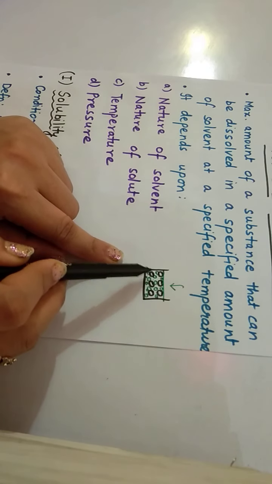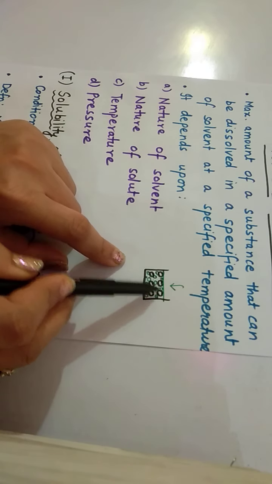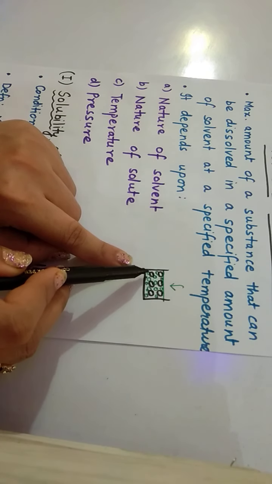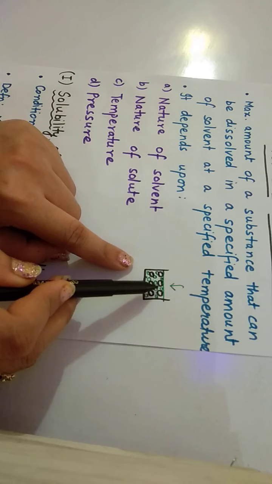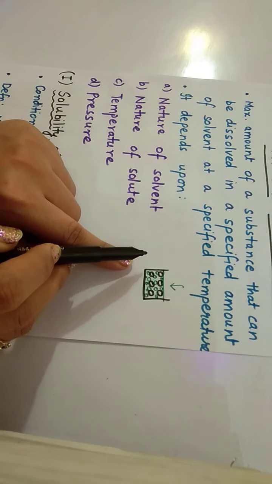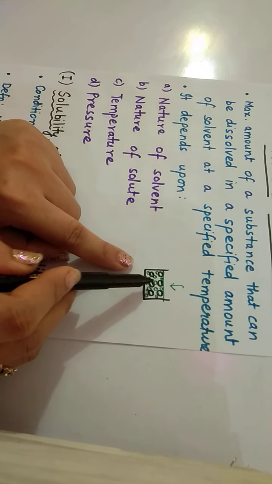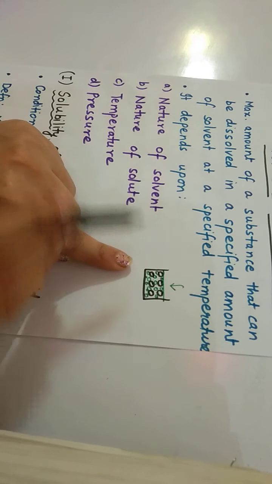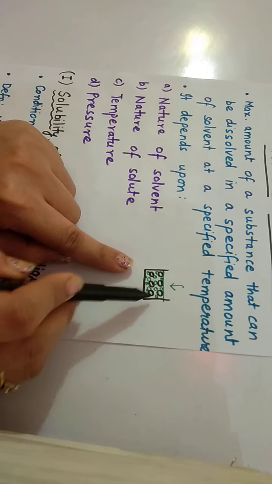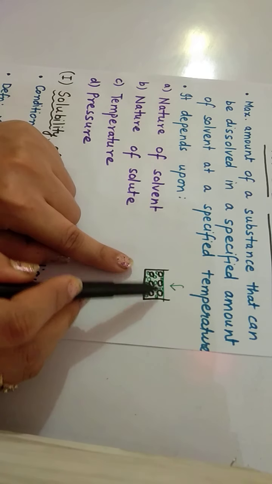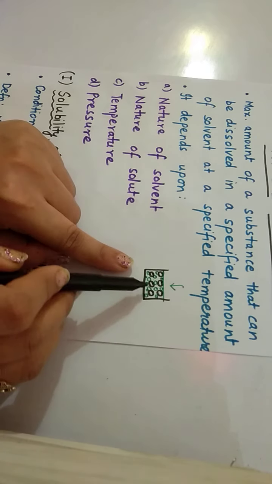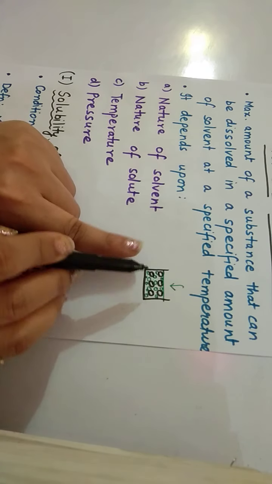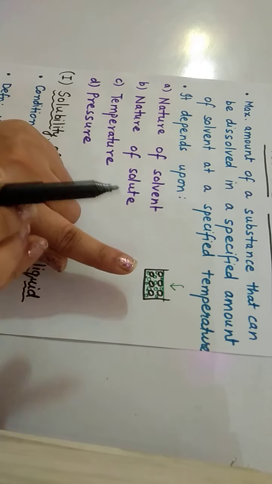There was some space in between the molecules of water. You can see vacant space. When we add sugar in that, the sugar particles occupy the space in between the water particles, so they are easily soluble. But after some time, there is no space left in between the water molecules. So now, if you add more sugar, it will not dissolve in that water.